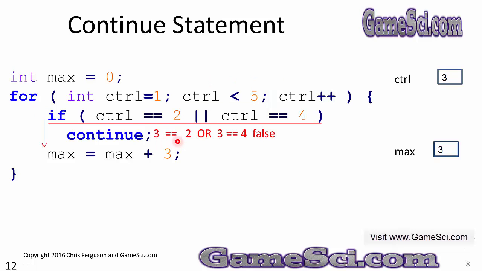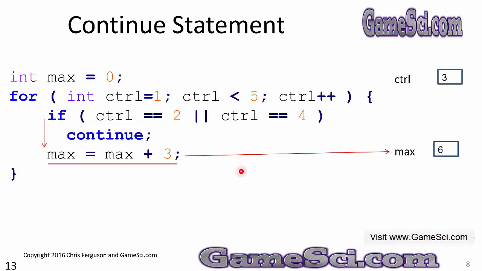This time 3 equal 2 is a false statement, and 3 equal 4 is a false statement. This if statement is false. When it's false, we skip the continue and go to the line that says max equal max plus 3. That is going to change the max variable to 6. We've executed this code twice now, and we have 6 in the variable max. Hit the end of the loop. At the end of the loop, we spin back up and repeat the code.